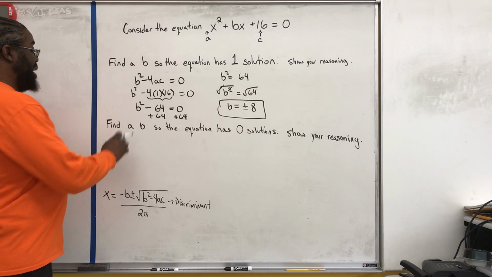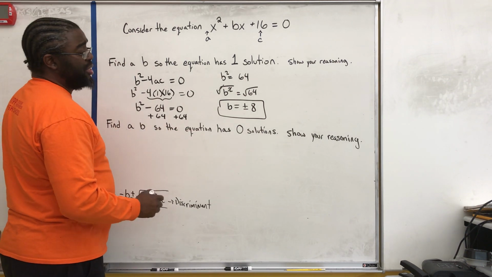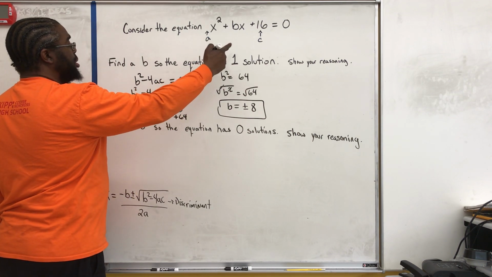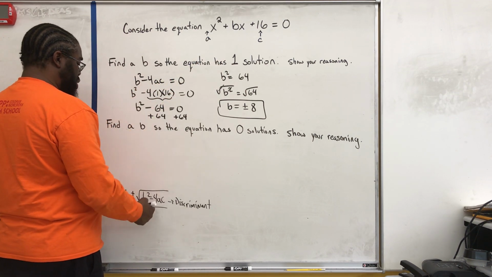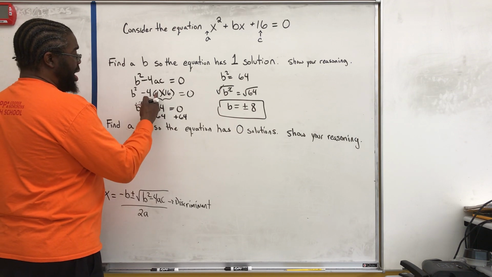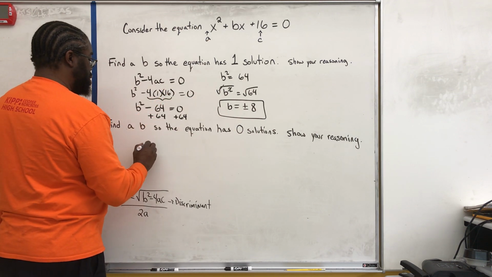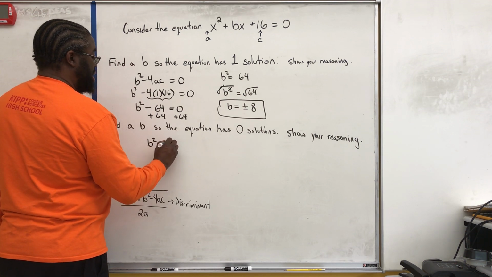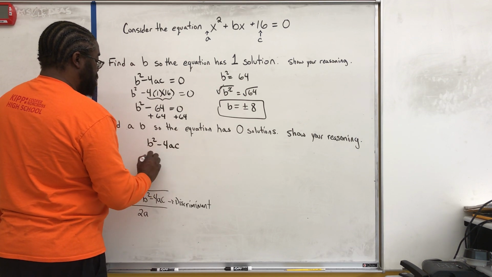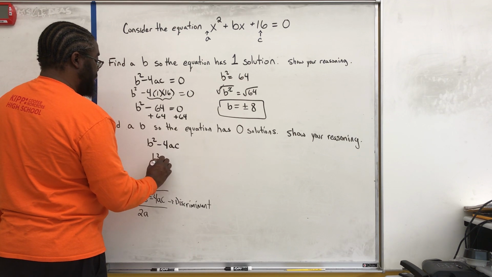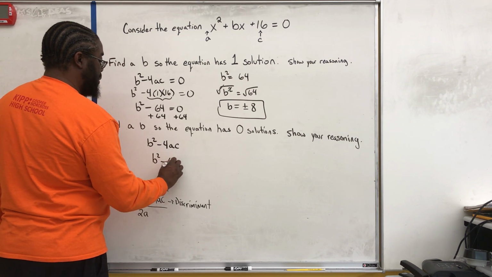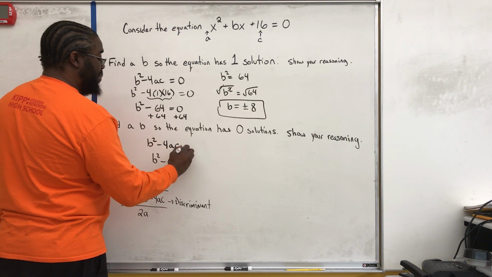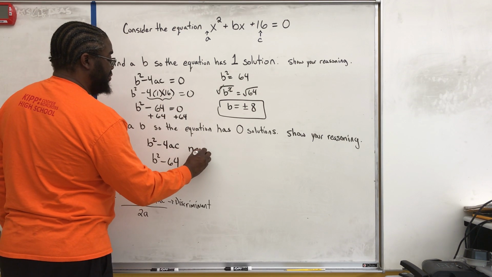Next one. Find a b so that the equation has 0 solutions. Well, it's the same exact equation, so I'm still using the discriminant, and I still know what a and c are because I didn't change the equation. So it's still b squared minus 4 times a times c, which is still b squared minus 64. But this time, I'm not trying to make the discriminant equal 0. I'm trying to make the discriminant negative.